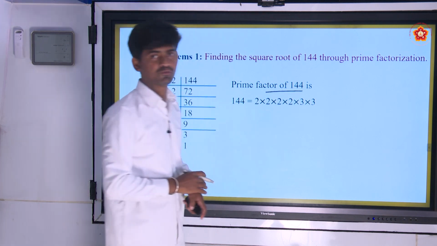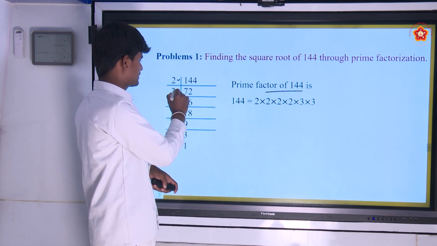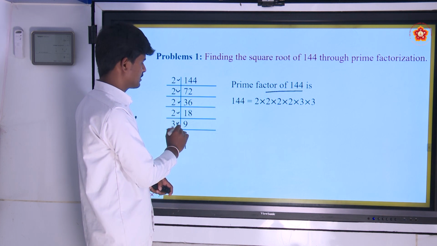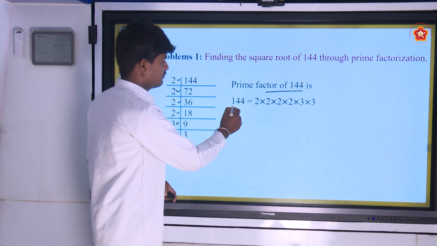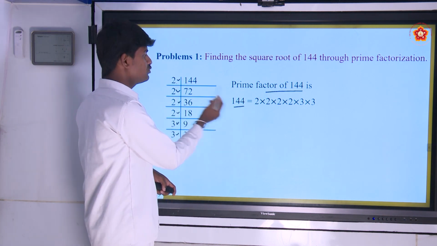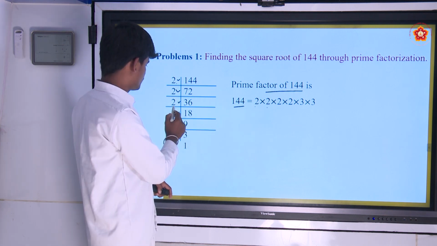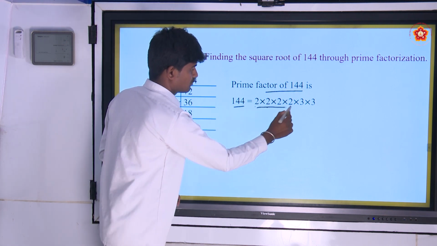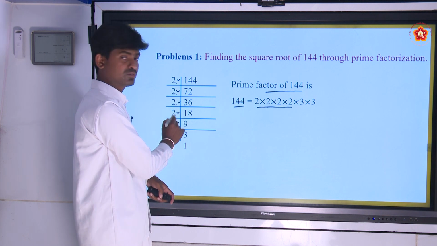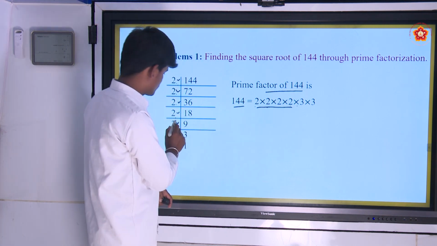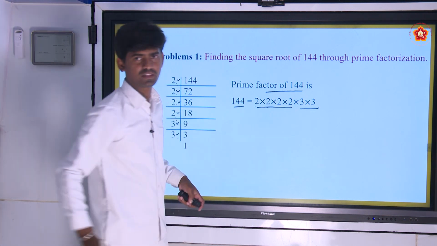These are the prime factors of 144. 144 is equal to 2 into 2 into 2 into 2 into 3 into 3.